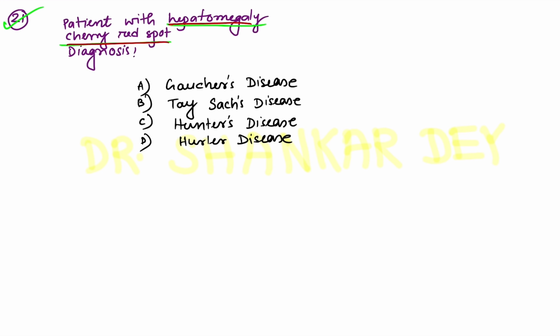So let's discuss the cherry red spot, in which disease it is seen. Gaucher's disease, yes, cherry red spot is seen in Gaucher disease, but it is a pseudo cherry red spot only in type 2 Gaucher disease. Not all cases of Gaucher's disease show cherry red spot. So this is not the answer. Then Tay-Sachs disease, yes, cherry red spot can be seen. Hunter disease, absolutely no. Hurler disease, absolutely no. So here the answer is Tay-Sachs disease.